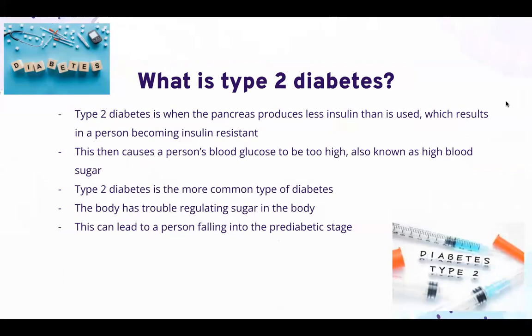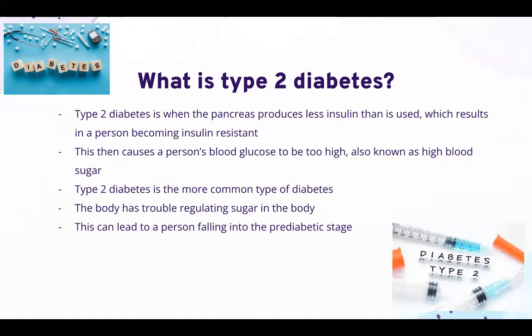So then what is type 2 diabetes? Well, type 2 diabetes is when the pancreas produces less insulin than is needed, which results in a person becoming insulin resistant. This can cause a person's blood glucose to be too high, which is also known as high blood sugar. So basically the whole idea behind type 2 diabetes is a person becomes insulin resistant and your body isn't able to make it anymore. And that leads to people commonly gaining weight and everything like that because of their diet.